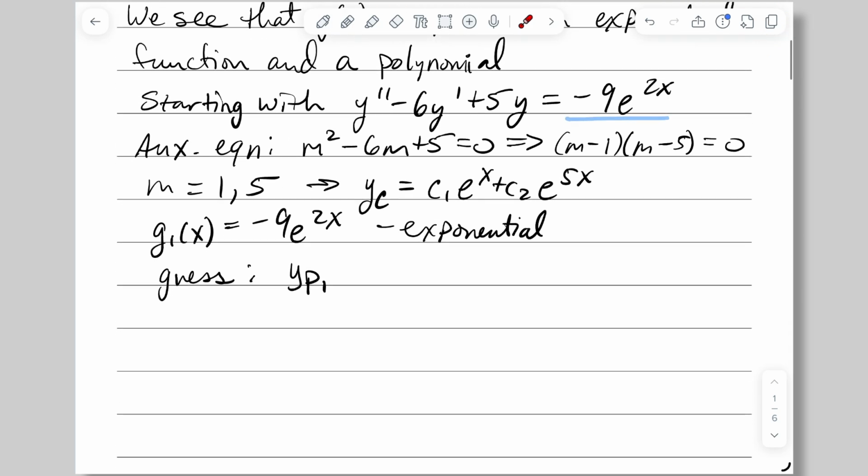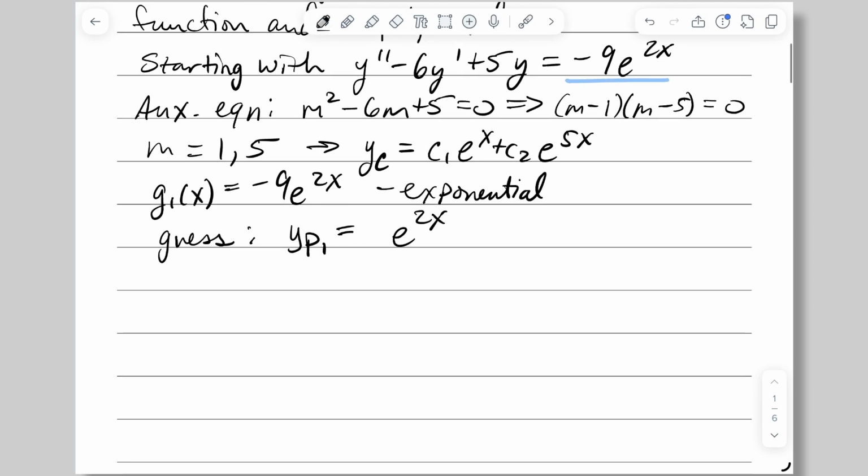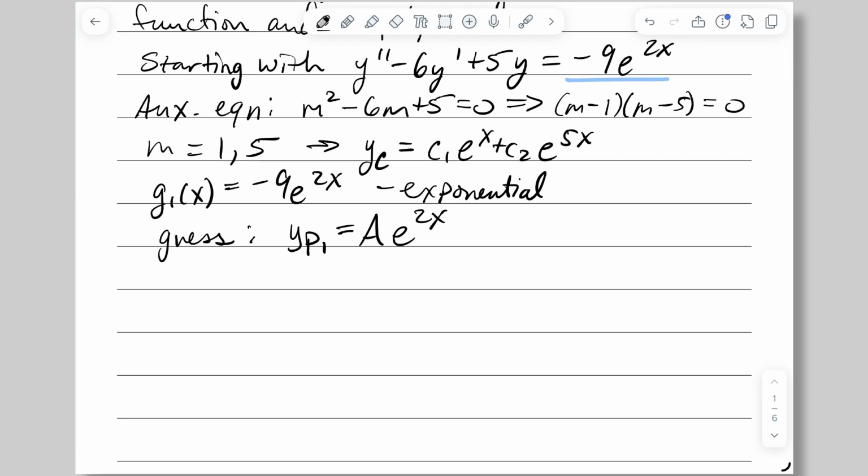Anyway, we're going to guess that this has a form of e to the 2x, although the function e to the 2x could have a coefficient different from 1, and it's basically our work to figure out what that coefficient is. So we're going to put a variable in there.